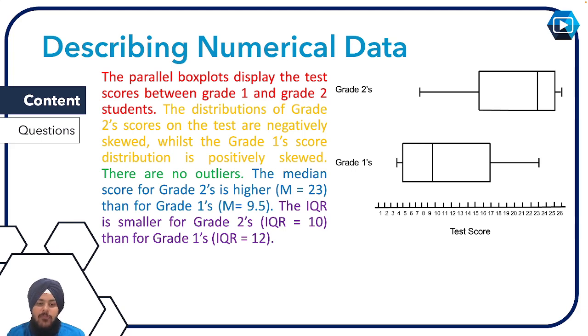And then I've also described the spread of the data using the interquartile range. I've said that the IQR is smaller for grade 2's, IQR equals 10. Then for grade 1's, IQR equals 12. Okay, so that is how we can describe numerical data.